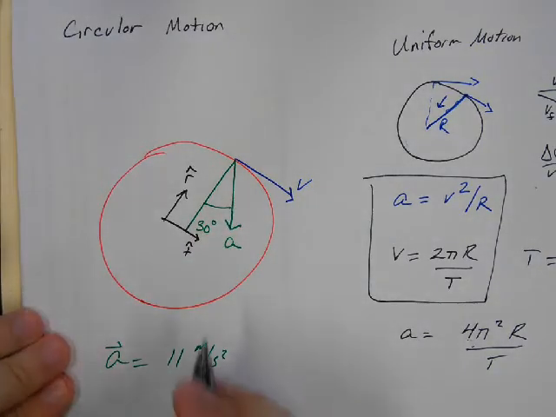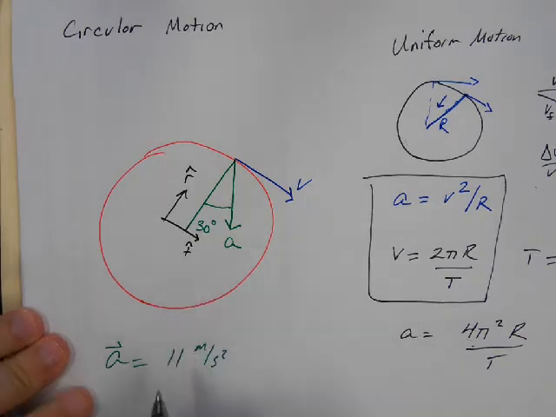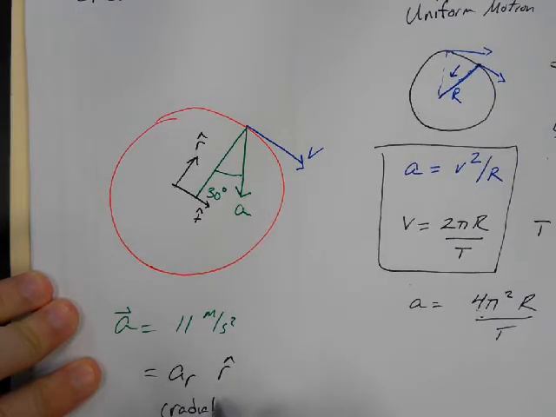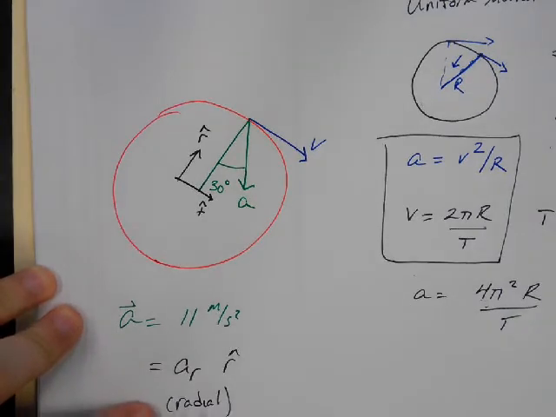Right. So this thing has some radial component, which we'll call a sub r, r hat. And this is the bit that makes it move in the circle.